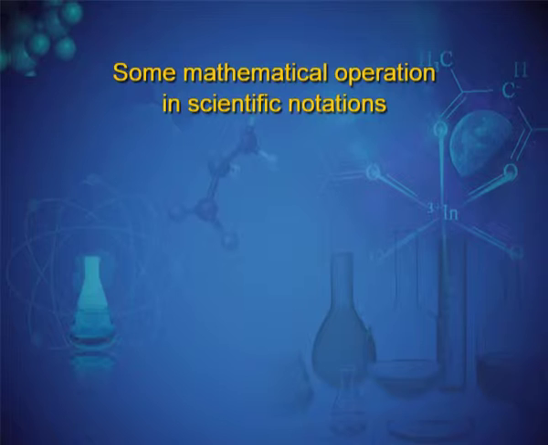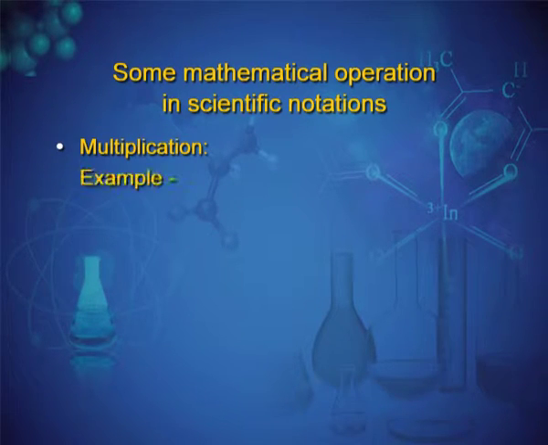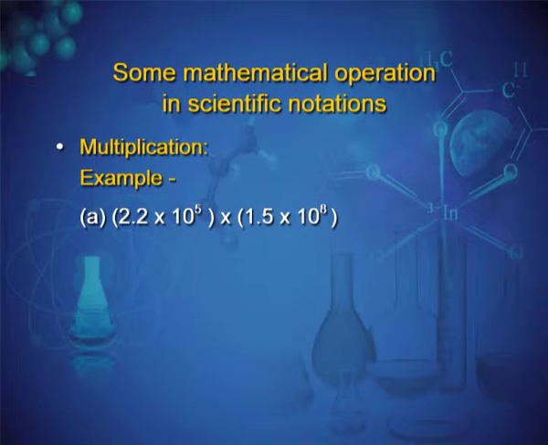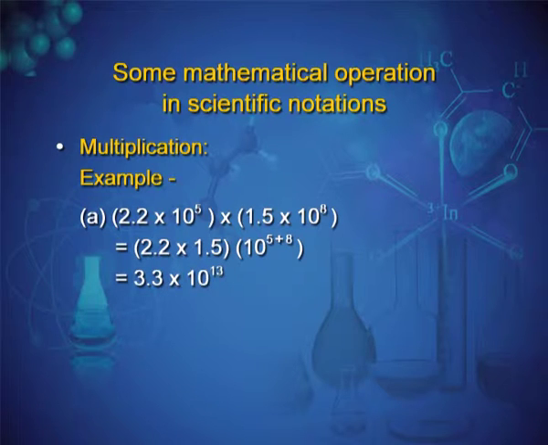Some mathematical operations in scientific notation, like multiplication. Example: we have to multiply 2.5 into 10 to the power 5 with 1.5 into 10 to the power 8. We first multiply the coefficients, 2.5 into 1.5, and we add the exponents, 10 to the power 5 plus 8. So it will be 3.75 into 10 to the power 13. This is the multiplication operation.